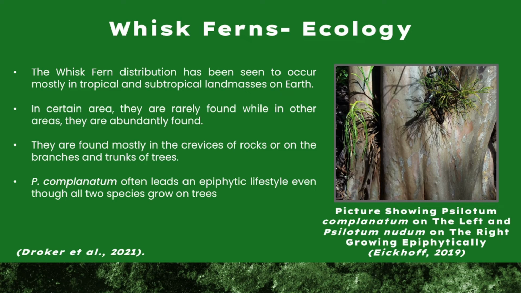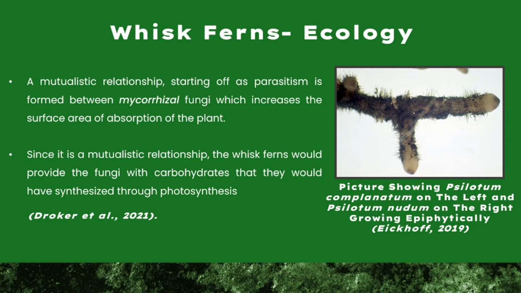P. complanatum often leads an epiphytic lifestyle, even though all two species grow on trees. A mutualistic relationship, starting off as parasitism, is formed with mycorrhizal fungi and increases the surface area of absorption of the plant. Since it is a mutualistic relationship, the whisk ferns would provide the fungi with carbohydrates that they would have synthesized through photosynthesis. The spores will grow into the other half of the whisk fern life cycle, which is the gametophyte, when they find a place that is suitable to germinate.